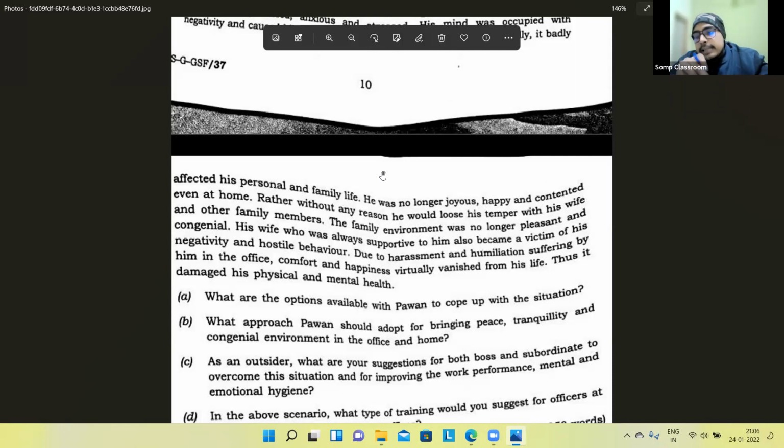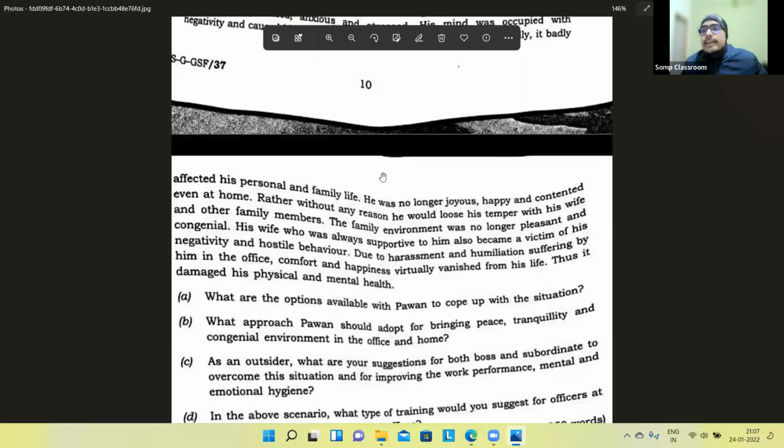So it is kind of a proven fact that when your professional life is influenced, your personal life will be influenced. You must have heard sometimes in your family, or your parents talking to your relatives, that you should leave your headache of the office at the office and come home with a happy smile, but it is not possible at all. Thus, it damaged his physical and mental health. Now the keyword has been used by the case itself.